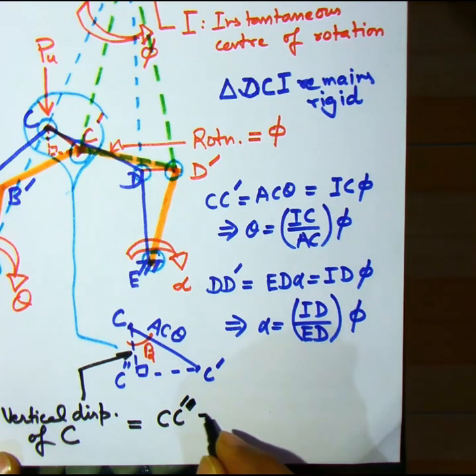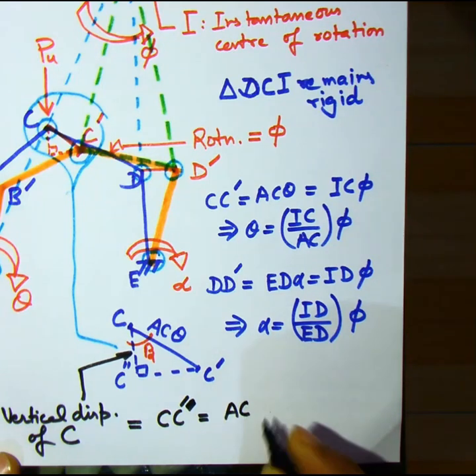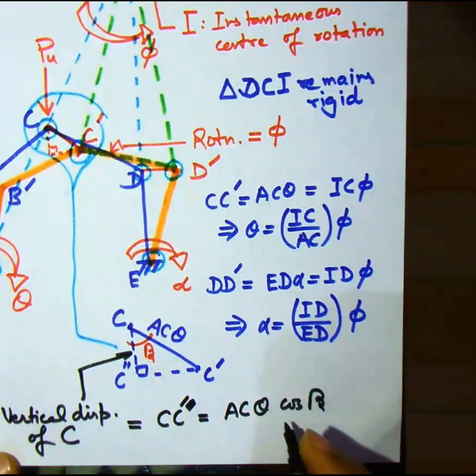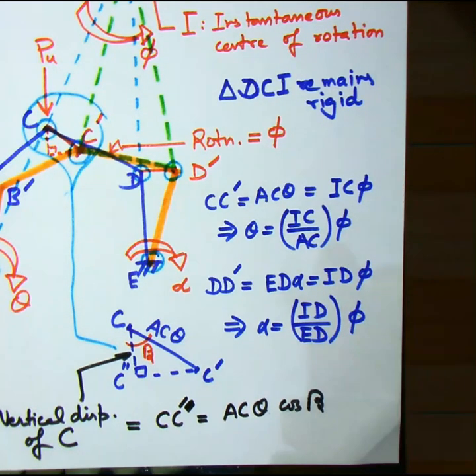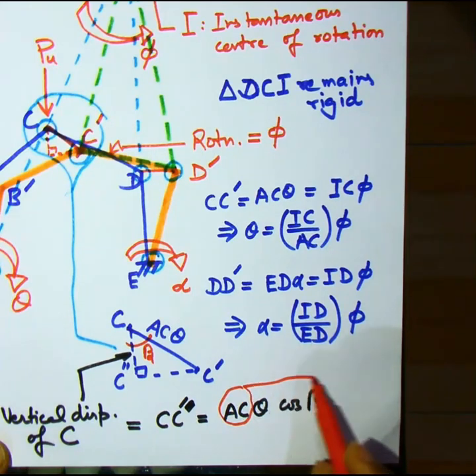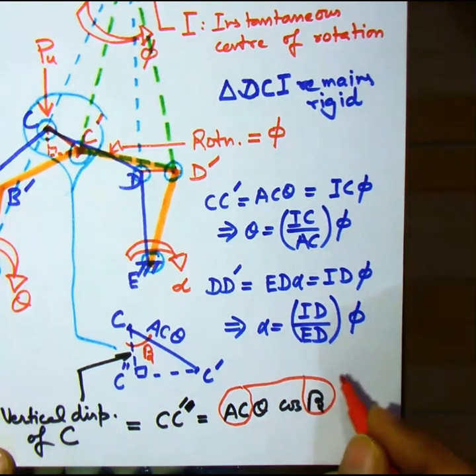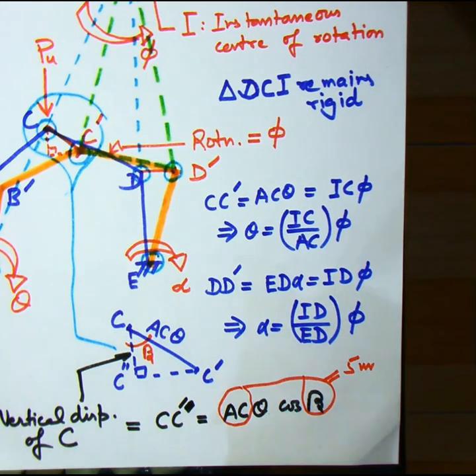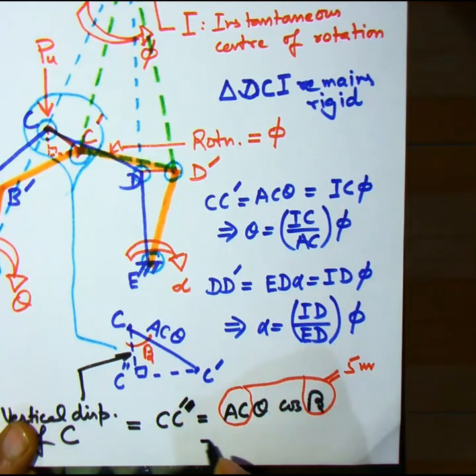Hence, the value of the vertical displacement under the load, that is C double dash, is equal to CC dash cos beta, that is AC theta into cos beta. Note that AC cos beta is basically the horizontal projection of AC, and this is equal to 5 meters. Hence, the vertical displacement is 5 times theta, and this is same as in the case of the beam column mechanism. Now theta can be expressed in terms of phi also.